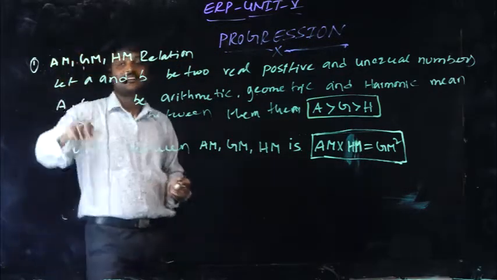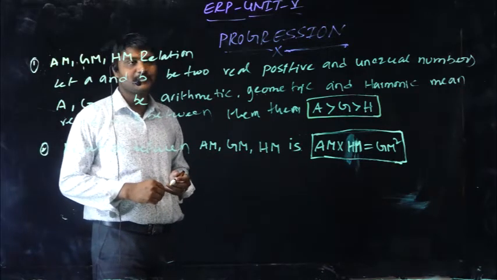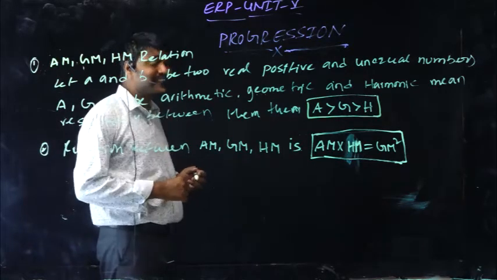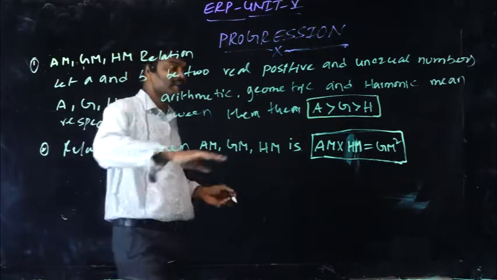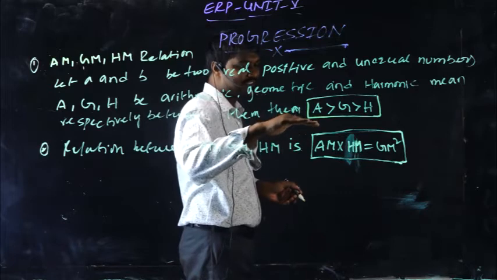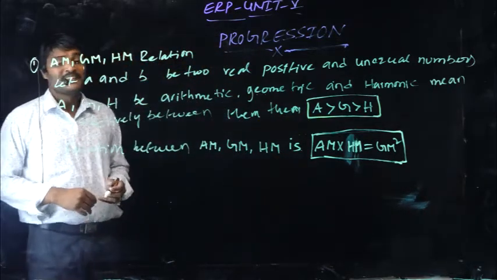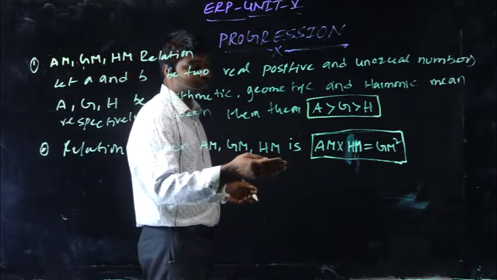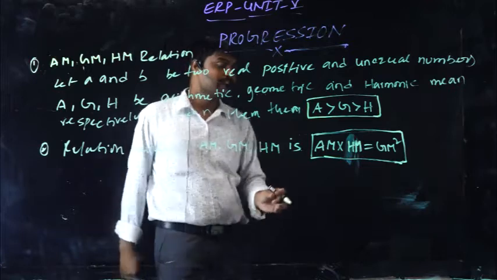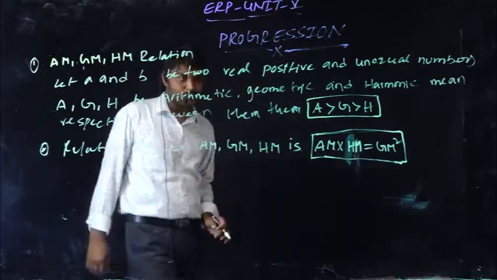So once again, the relation between arithmetic mean, geometric mean and harmonic mean. Let a and b be two real positive unequal numbers. The arithmetic mean is greater than the geometric mean, which is greater than the harmonic mean. Also, arithmetic mean into harmonic mean equal to GM square. How is this possible?